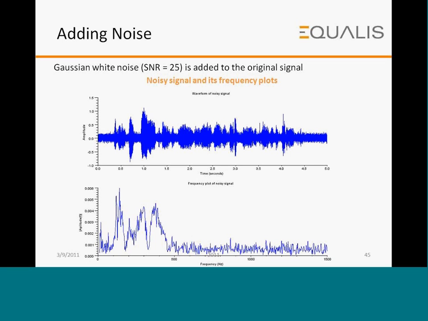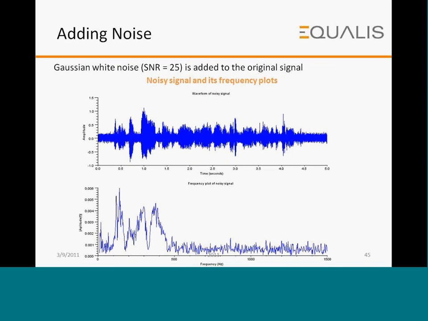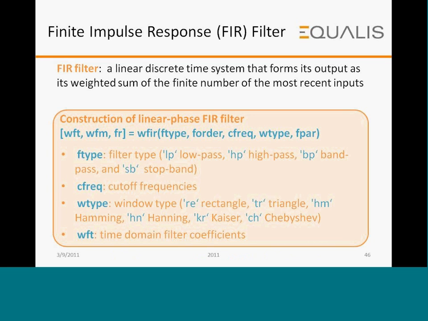This shows the noisy data on the top, and at the bottom it shows its frequency content. As you can see clearly, this is the original data. This is with noise, so the data is now corrupted with noise. Now I want to do some filtering on this using a finite impulse response filter. It's a linear discrete time system that forms its output as a weighted sum of a finite number of the most recent inputs, as you may know. That's the description of a finite impulse response filter.